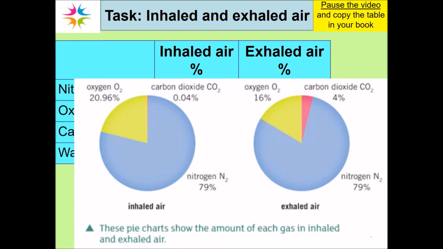Okay, so you've got two pie charts here, one for inhaled air, and I'm just going to circle that for you so that you can see it, and the other one for exhaled air, and the percentages are next to them. For inhaled air, it says oxygen is 20.96%, but you can just round that up to 21%.